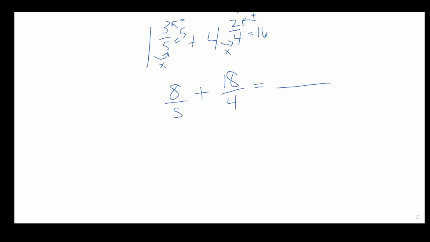The very first thing you do is multiply straight across the bottom. So 5 times 4 gives us 20. Then we're going to cross multiply both sides. So 8 times 4 gives us 32, and then 5 times 18 gives us 90. From here we just simplify. 32 plus 90 gives me 122 over 20.